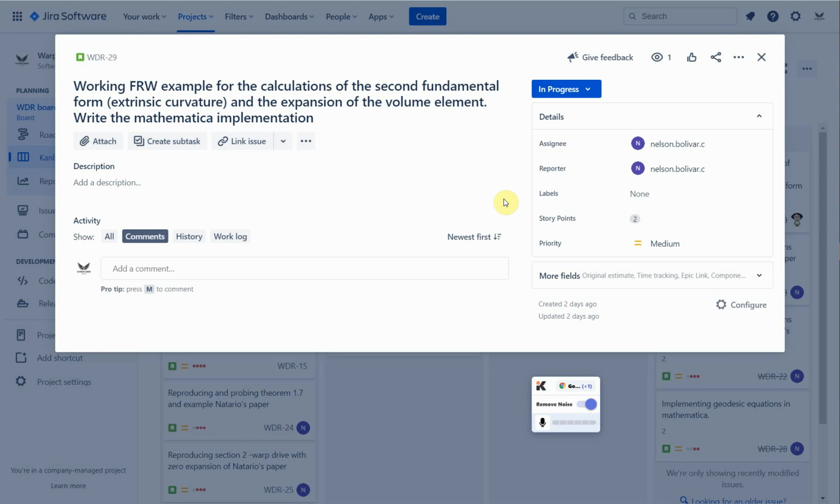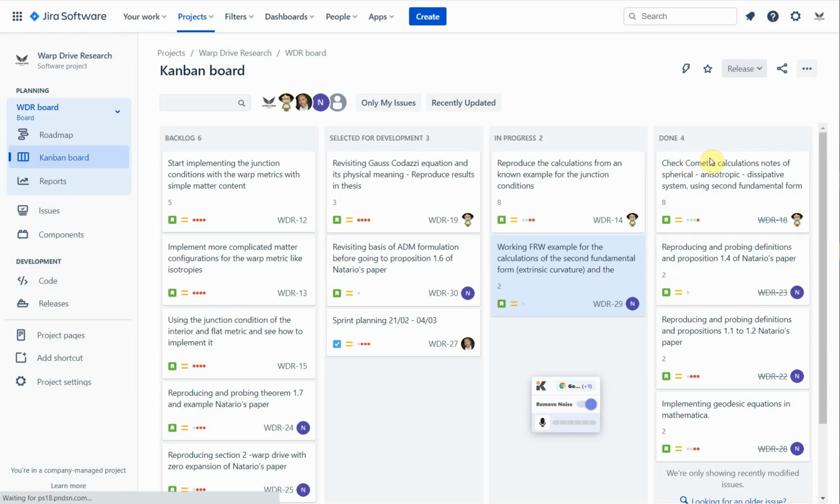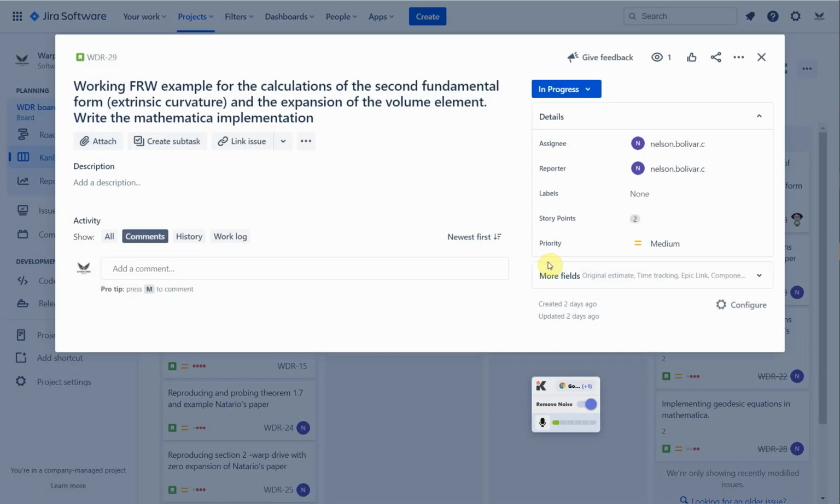Also, the other part of the team is working on using again the second fundamental form, which is, I think, the other ticket that we have there. So apologies, for clarification, yeah, sure.